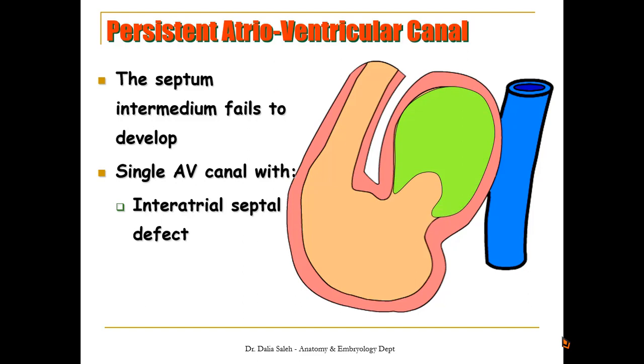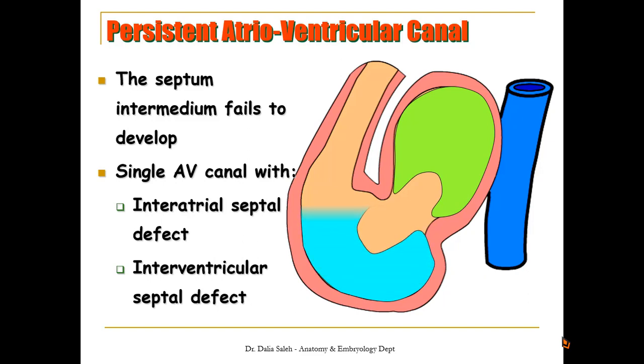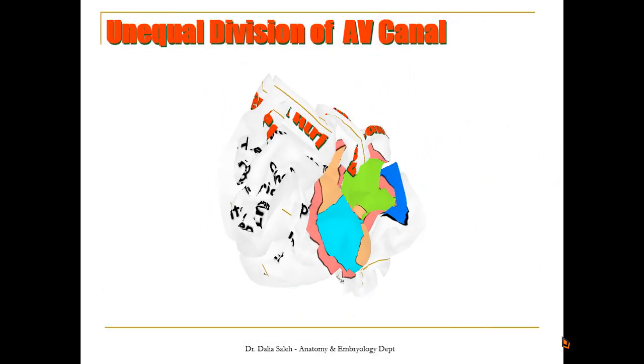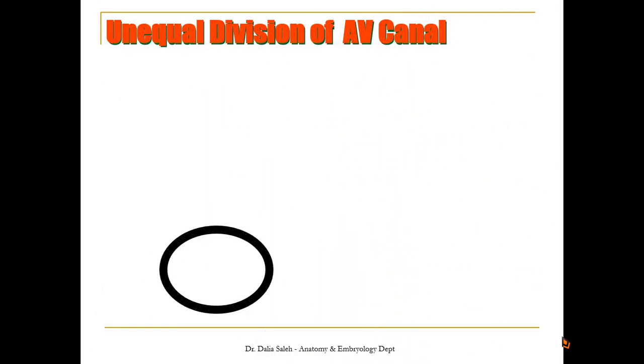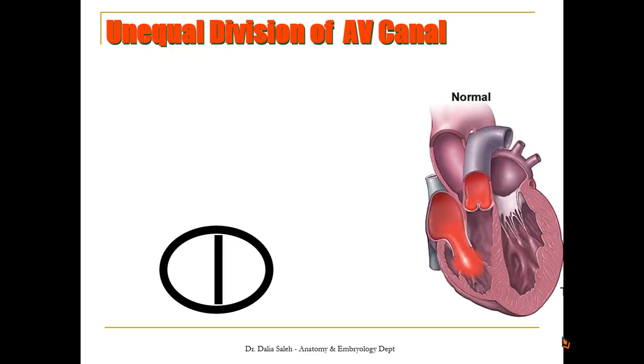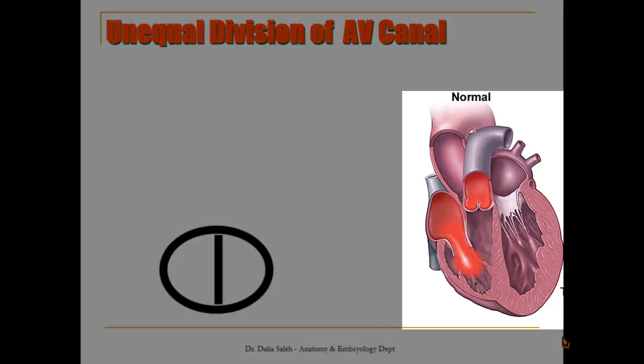The single AV canal will be associated with interatrial septal defect and also with interventricular septal defect. Let's assume this is the AV canal and this is the septum intermedium. So there is equal division of the AV canal into tricuspid opening and mitral opening. As we can see in this picture, the blood flows from the right atrium to the right ventricle through the tricuspid opening.